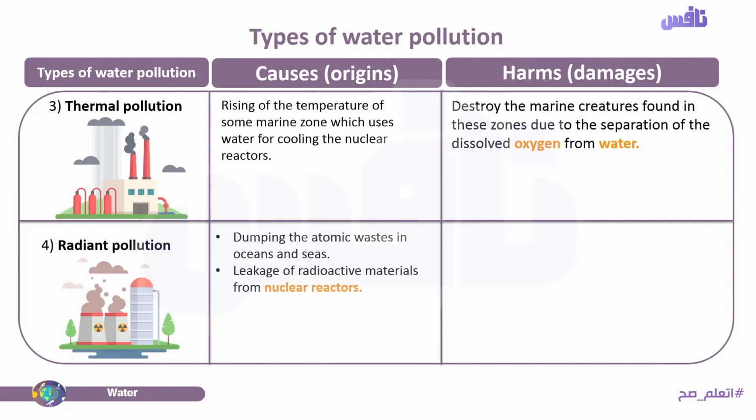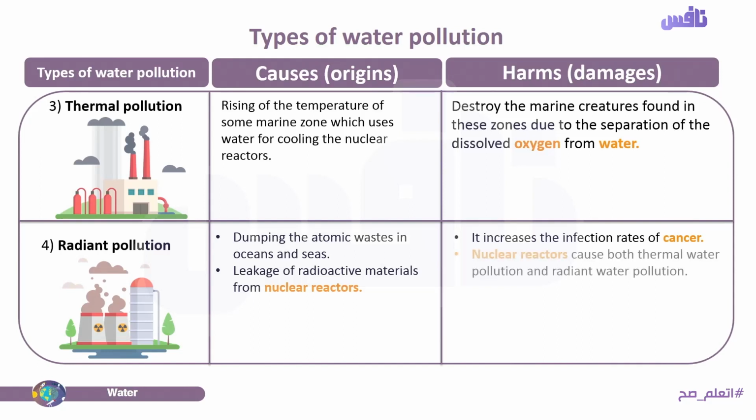Number 2, leakage of the radioactive material from the nuclear reactor. نتيجة إن أنا برمي الأجزاء radioactive material في الإيه؟ في المية. طيب ايه المسببات بتاعتها وايه الاضرار بتاعتها؟ it increases the infection rates of cancer. بتسبب لي ارتفاع معدلات الإصابة بالكانسر.